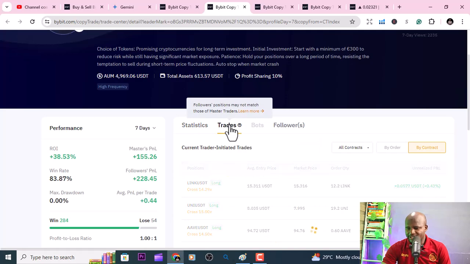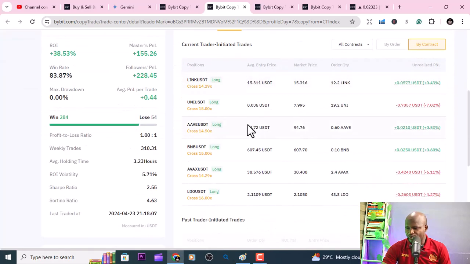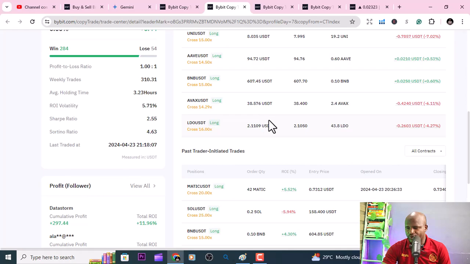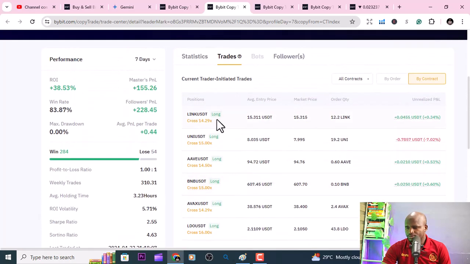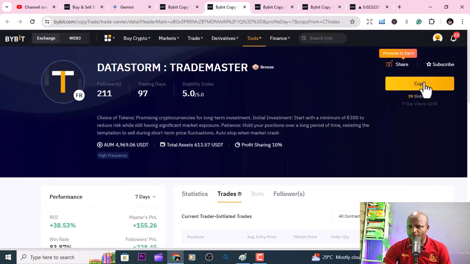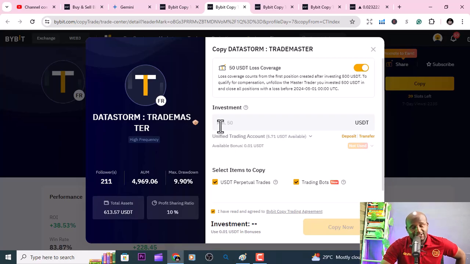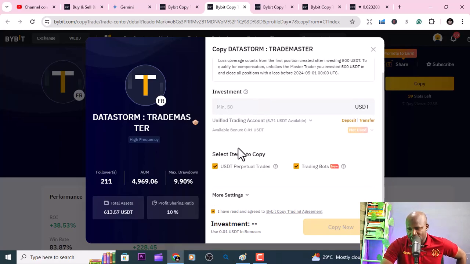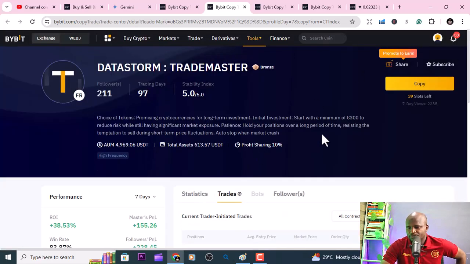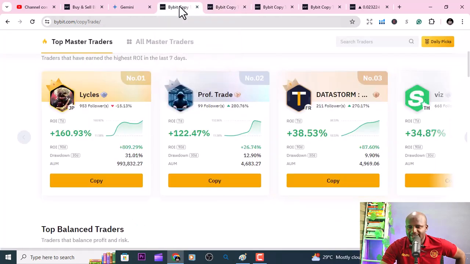So let's see if this person has some trades going on. Wow, a lot of trades going on. You can see long and stuff, market price and stuff. So if you want to copy this person, you just go here and do copy, and you get to see what this person has. You can start off with a minimum of $50. This person is open, so you transfer your money there and you are able to start with that one.